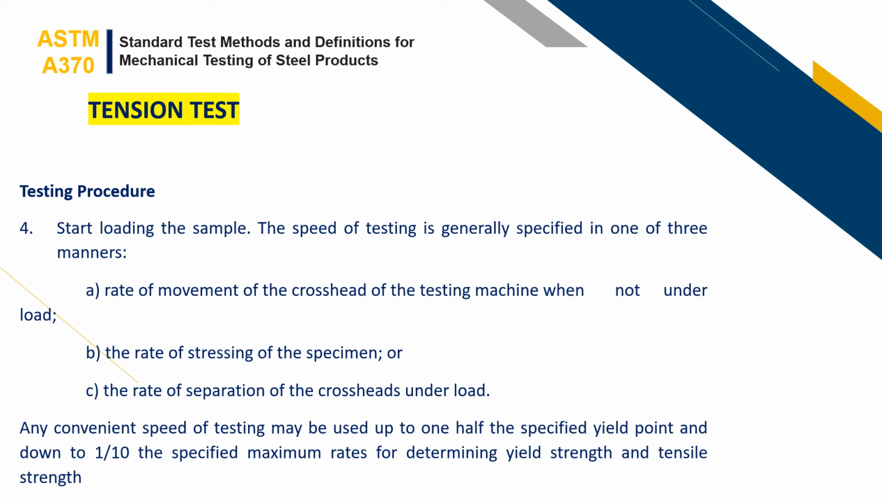The speed of testing is generally specified in one of three manners. First, the rate of movement of the crosshead of the testing machine when not under load, or the rate of stressing of the specimen, or the rate of separation of the crossheads under load. Any convenient speed of testing may be used up to 1/2 the specified yield point, and down to 1/10 the specified maximum rates for determining yield strength and tensile strength.